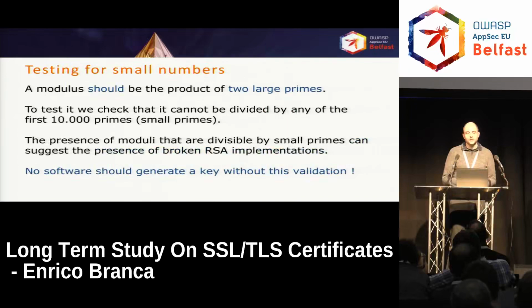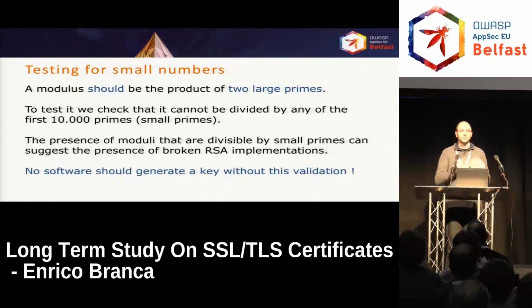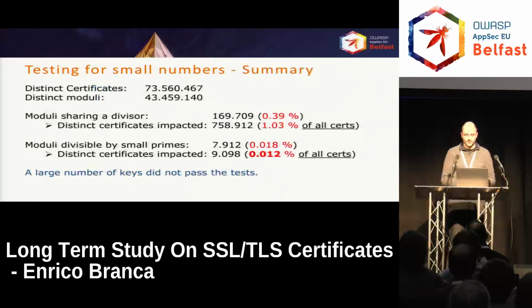Now, again, testing for small primes, small numbers, I use the first 10,000 primes. You can download them. You have them on the internet. They are well known. You just take the numbers and divide every key by these numbers. No software should generate keys without this kind of validation. It takes milliseconds to do this test. But because we don't want to spend the time, we don't want to use these milliseconds, there are a lot of cases with keys that are broken because of these small numbers.